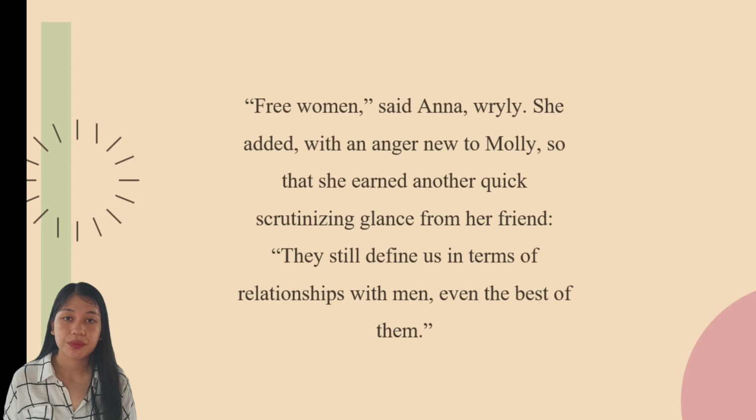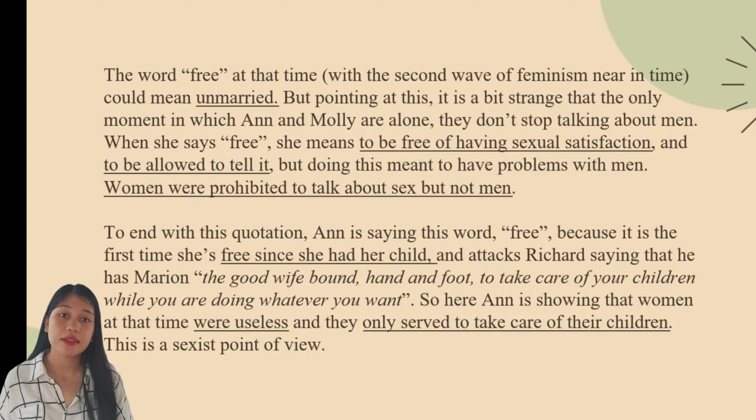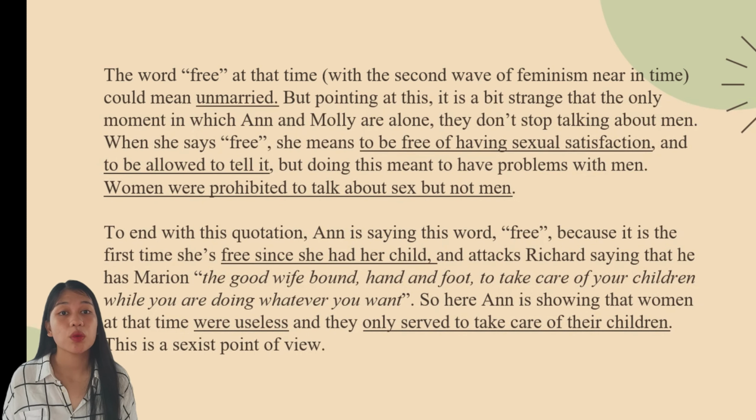Evidence number 1. "Free women," said Anna wryly. She added with an anger new to Molly, so that she earned another quick scrutinizing glance from her friend, "They still define us in terms of relationships with men, even the best of them." Here, the word free, stated by Anna at the time, with the second wave of feminism near in time, could mean unmarried. But it is a bit strange that in the only moment in which Anna and Molly are alone, they don't stop talking about men.